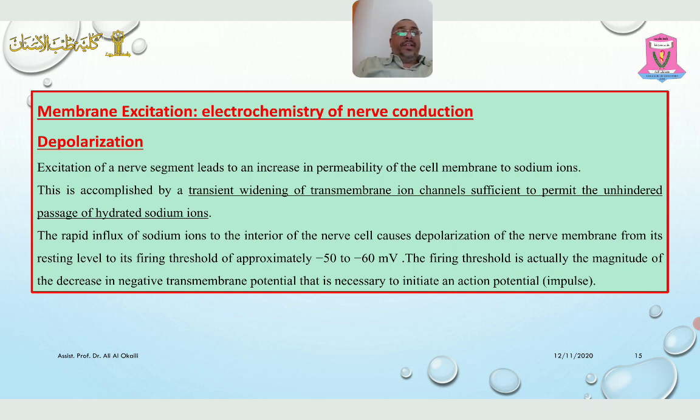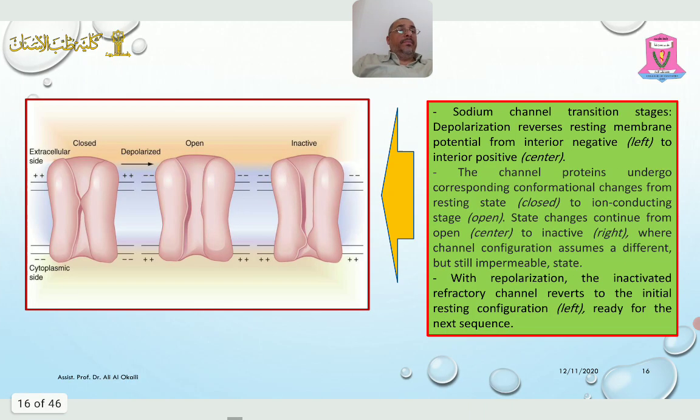The rapid influx of sodium ions to the interior of the nerve cell causes what happened in the depolarization of the nerve membrane, from its resting level to its firing threshold approximately 50 إلى 60 millivolt. The firing threshold is actually the magnitude of the decrease in the negative transmembrane potential that is necessary to initiate an action potential or an impulse. دخل الصوديوم ions to the inside of the cell membrane.